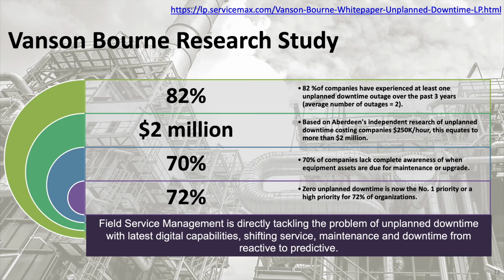The average number of outages is 2. Based on independent research, they found that downtime ended up costing companies around $250K per hour. This equates to more than 2 million. So this unplanned downtime is important, right? This translates into economic losses.